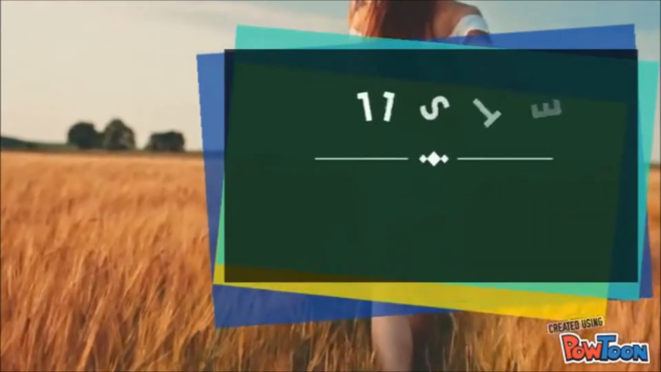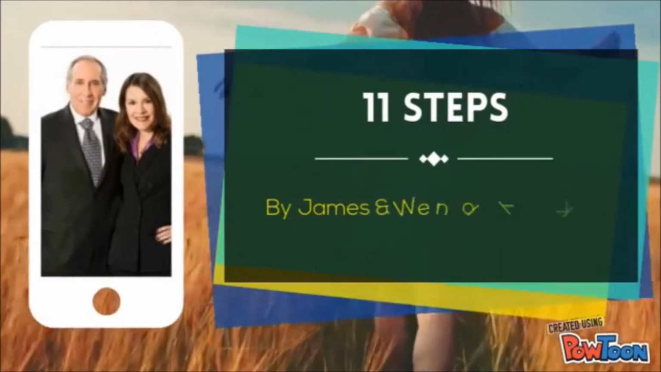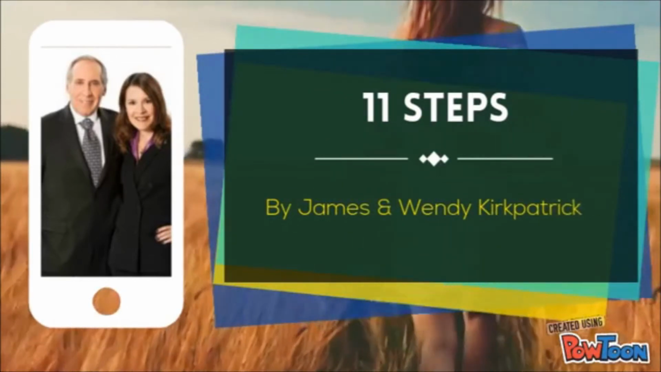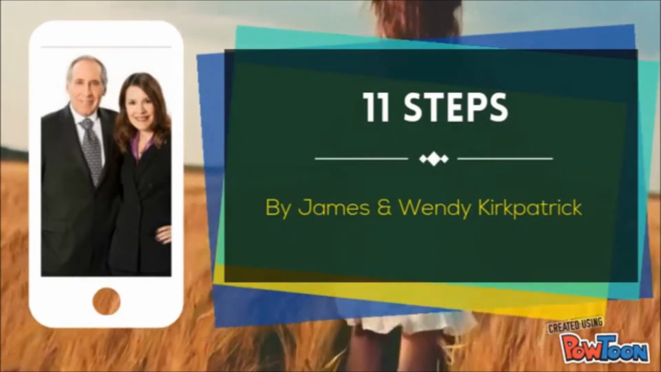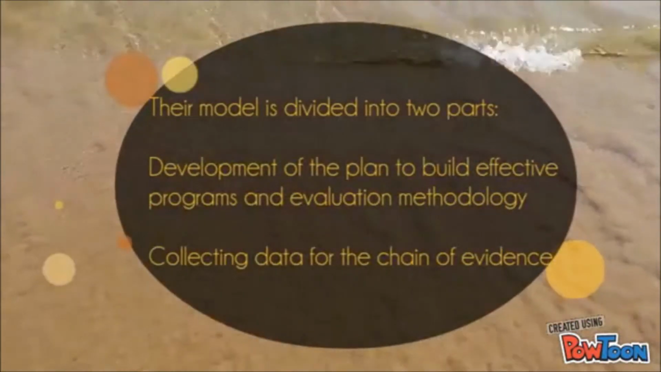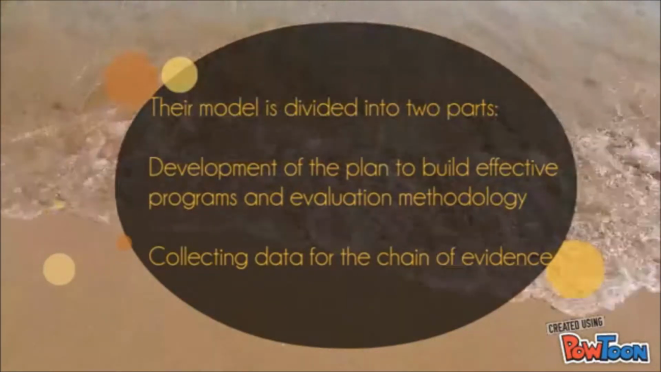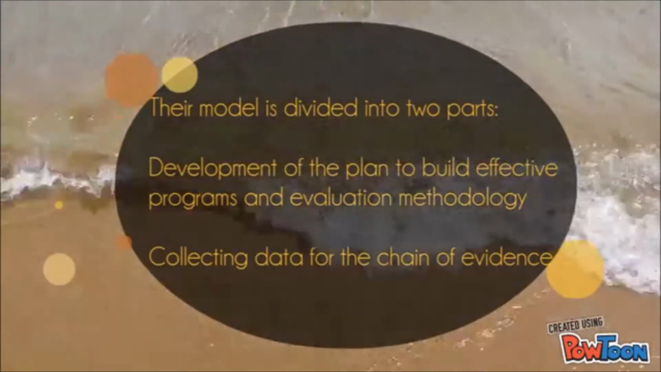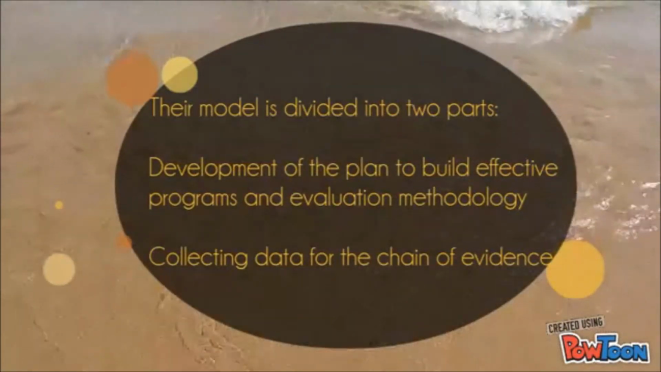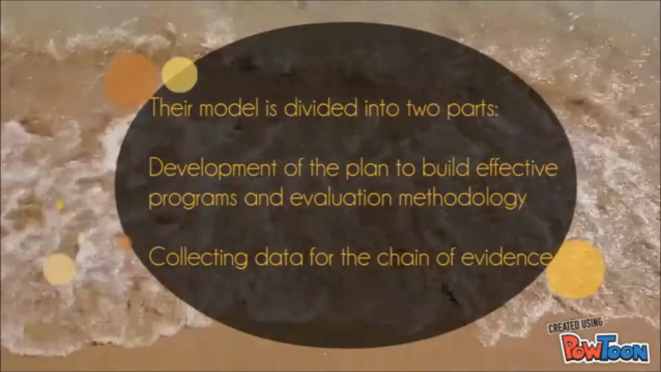James and Wendy Kirkpatrick are his son and daughter-in-law. They introduced 11 steps in developing this model. Their model is divided into two parts. For the first part, development of the plan to build an effective program and evaluation methodology. For the second part, collecting data for the evidence of change.